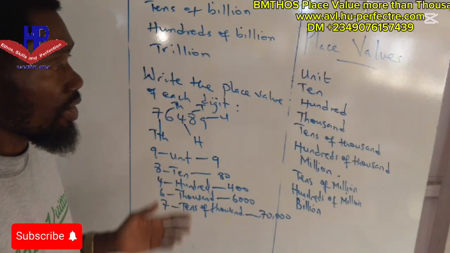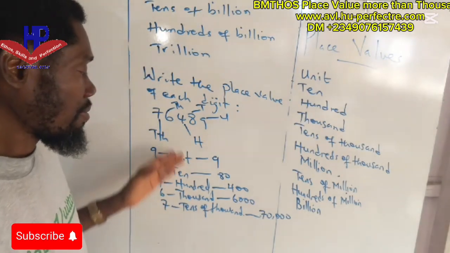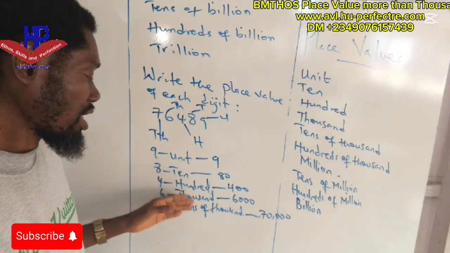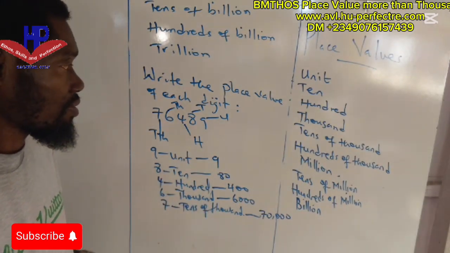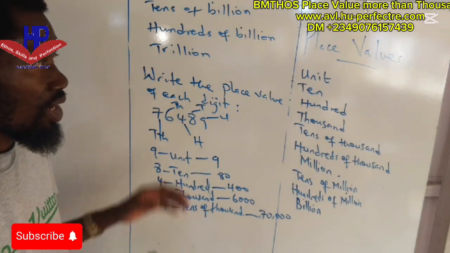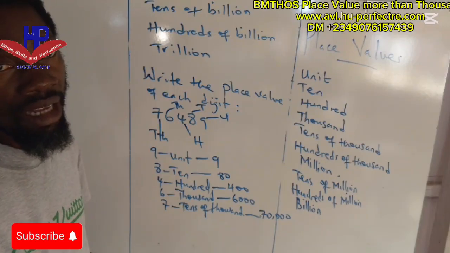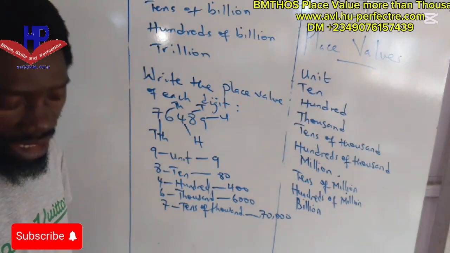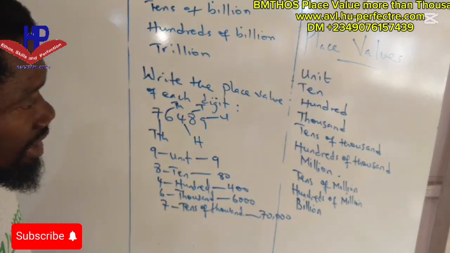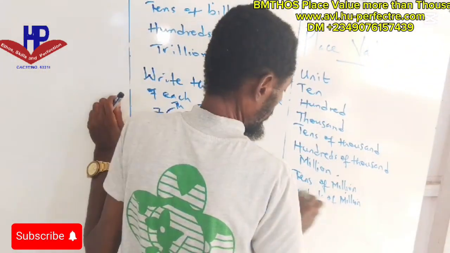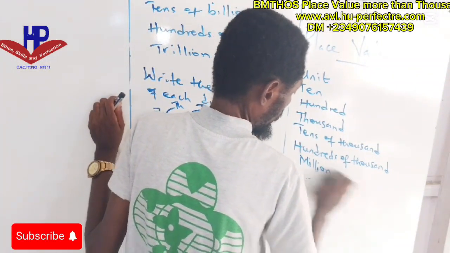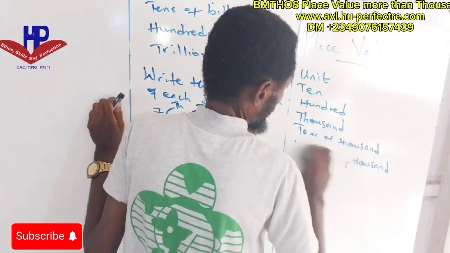Here is the place value: unit, 10, 100, 1,000, tens of thousand. Here's their own number form in that manner. So this is how you go about writing numbers in their place value form. We can also write them in this form. Let's take another example here quickly.